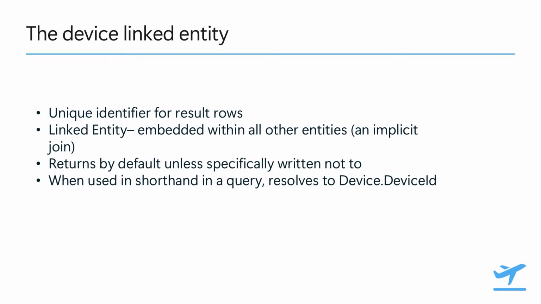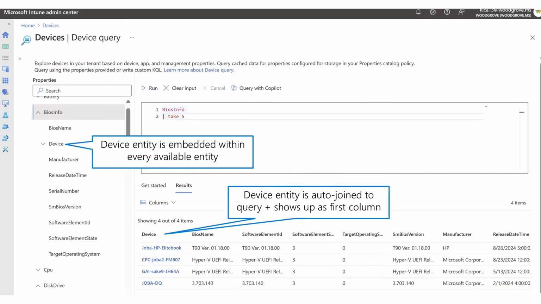We join the device entity for you on every query that you make so that you have that unique identifier for the future. If you use it in shorthand, it'll resolve to device.deviceId. So you can see in this example, the device entity is embedded under every single other entity. So it's basically auto-joined for you when the admin runs this query, BIOSInfo | take 5.